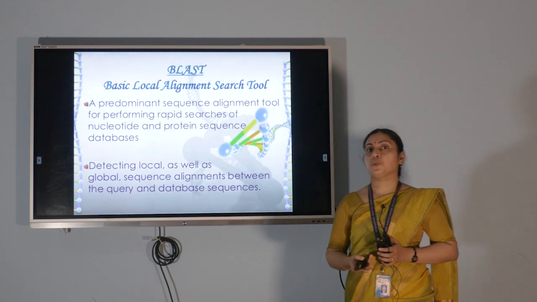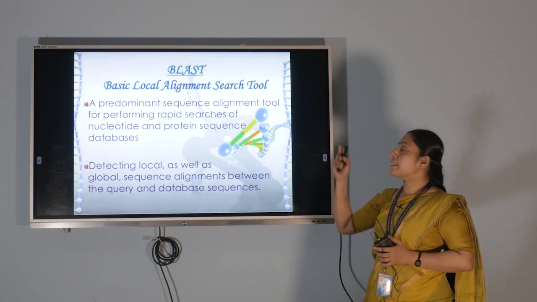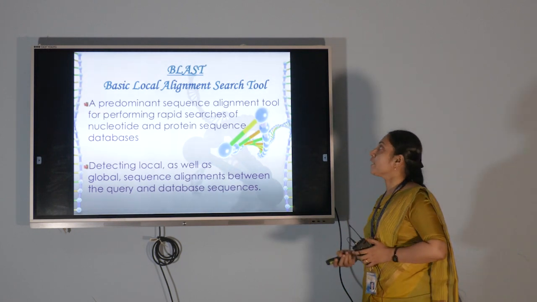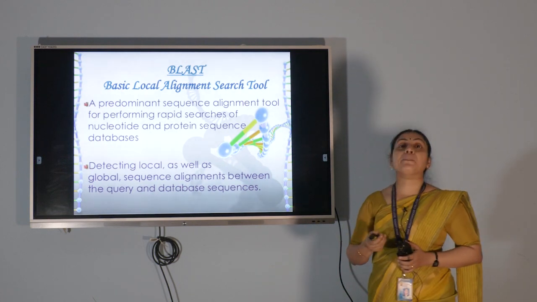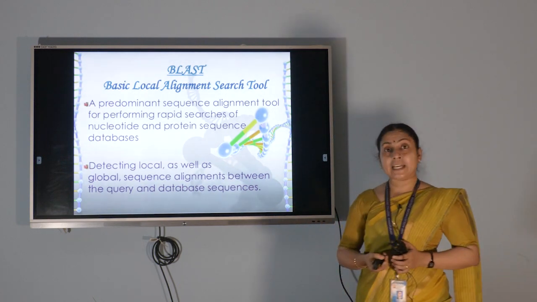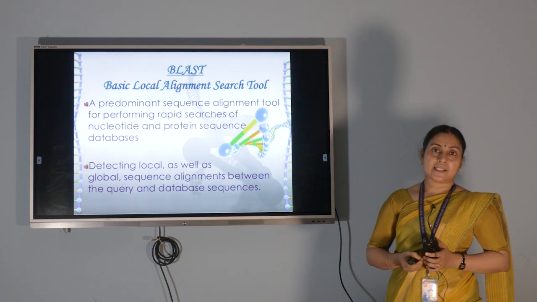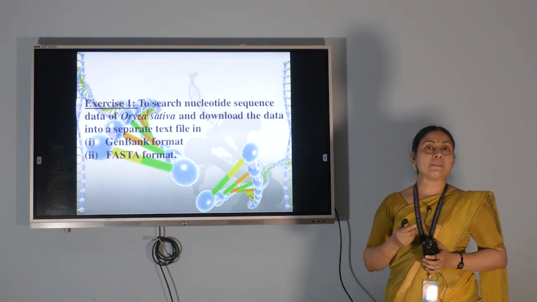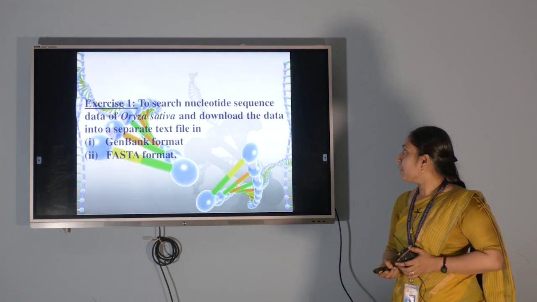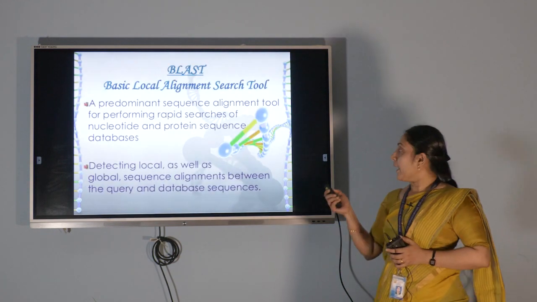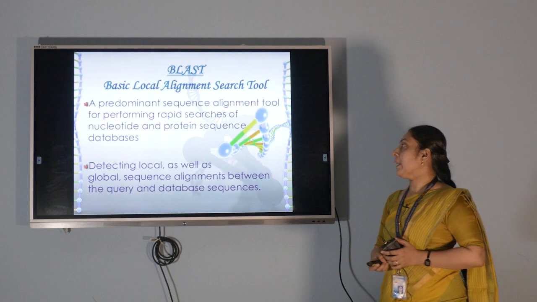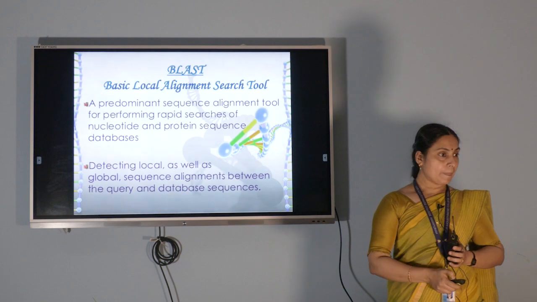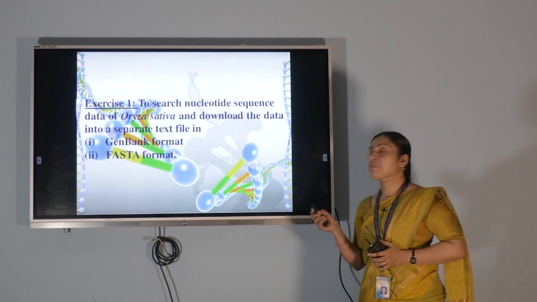Another important searching tool and bioinformatic database, like GenBank and EMBL, is BLAST, the Basic Local Alignment Search Tool. It's a predominant sequence alignment tool for performing rapid searches of nucleotide and protein sequence databases. It is mainly used for homology searching, that means similarity sequence searching. It mainly detects local as well as global sequence alignments between the query and database sequences.